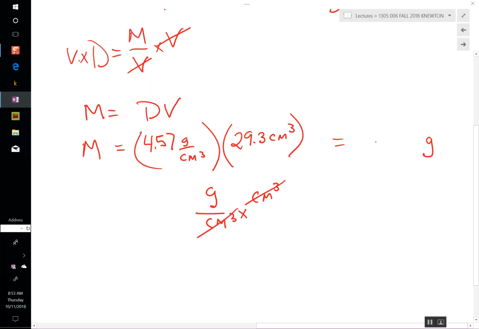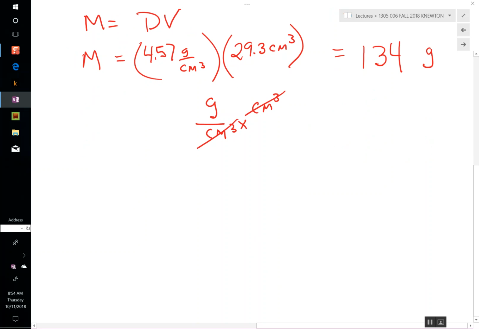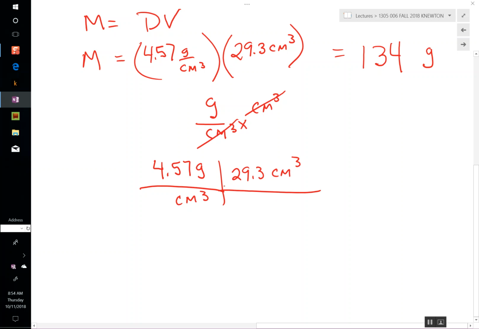Yeah, 3 significant figures. 134. Is that good? Was there any rounding involved there? Yes. Okay. 133. 134. Okay, let me just go one more step here. When I first started doing problems a long time ago, that's kind of how I set them up. More recently, the way I'm setting these things up is I have 4.57 grams per cubic centimeter, and I'm multiplying by 29.3 cubic centimeters.